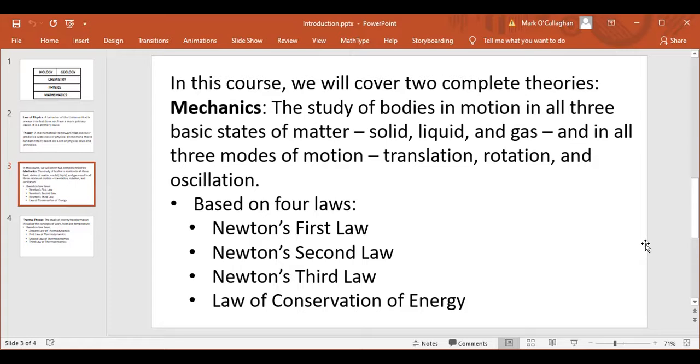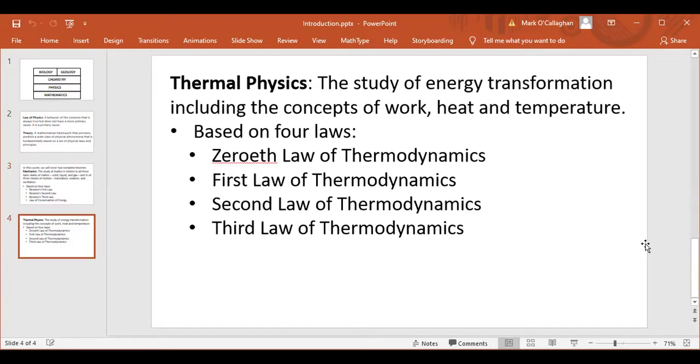Now, that's the first 11 chapters of this book. And I'll talk about the book that we're going to study out of. In this class, the first 11 chapters will be mechanics. Then we move on to the theory of thermophysics, the study of energy transformation.